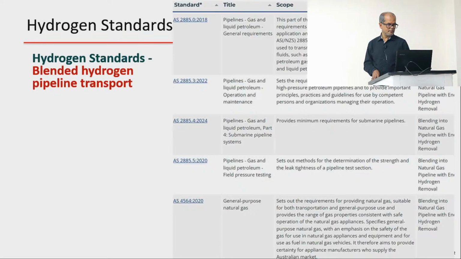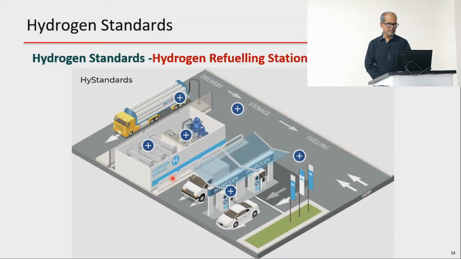Next, blended hydrogen. So if you want to blend hydrogen with other gas networks, then what sort of standard are you going to follow. And also, you can see that for blending into a natural gas pipeline, in some of the cases there are some differences. So you will find those from the different given standards as well.